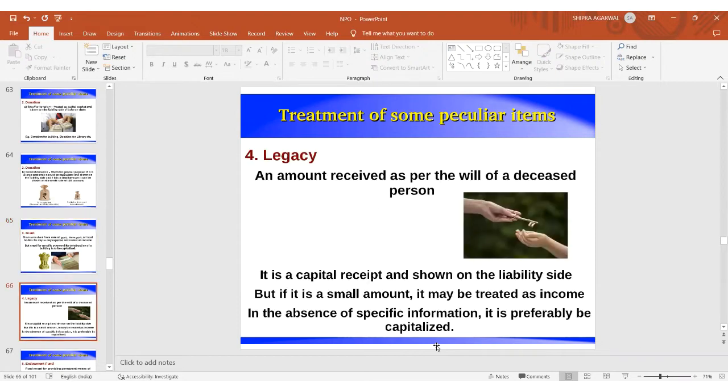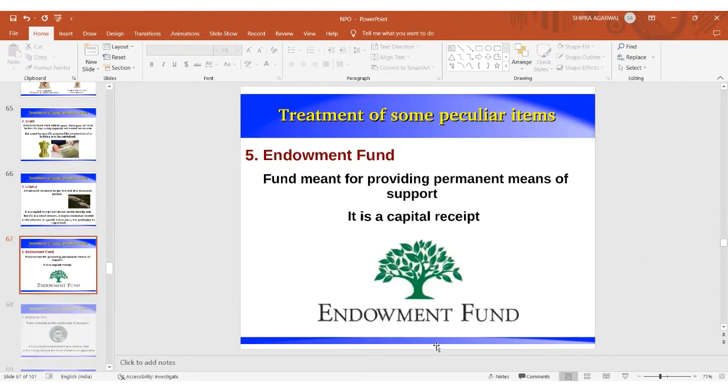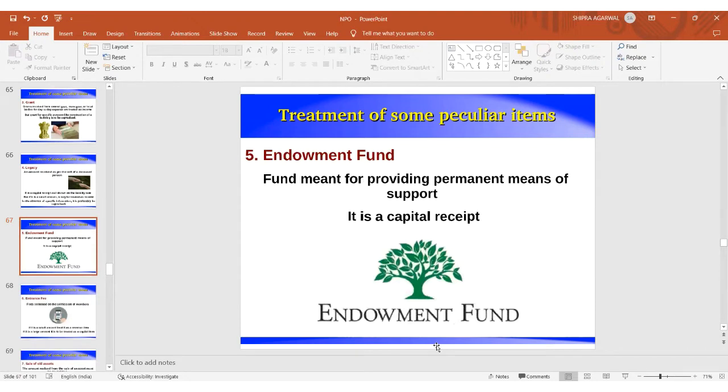Now, next is the legacy. As I told you, in case of legacy, it means it is as per the will of a deceased person, right? So we consider it as a capital receipt and is shown on the liability side. But again, if it is a small amount, then it can be treated as income. And if nothing is mentioned, that means there is no specific information related to that legacy, then it is preferably capitalized.